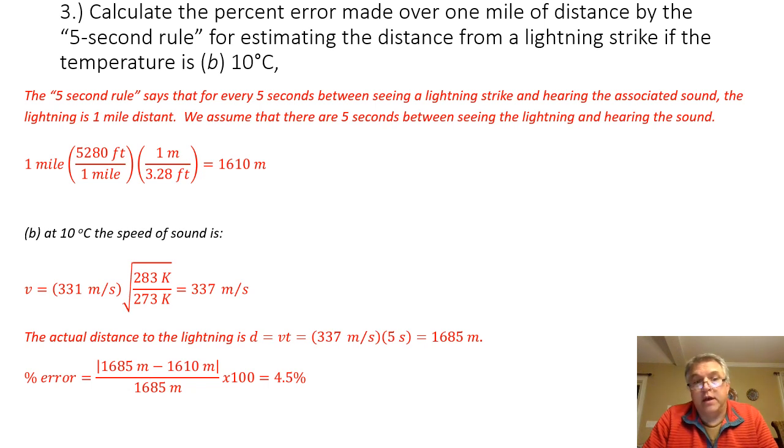So again, to calculate my percent error, my actual value in this case is 1,685 meters. My experimental value is still 1 mile, which is 1,610 meters, and that will give me a percent error of 4.5%, which is a little bit lower than my percent error at 30 degrees Celsius, which was 7.7%. So the colder it is outside, the closer you are to having the 5-second rule be accurate when it comes to lightning flashes. Cool fact.